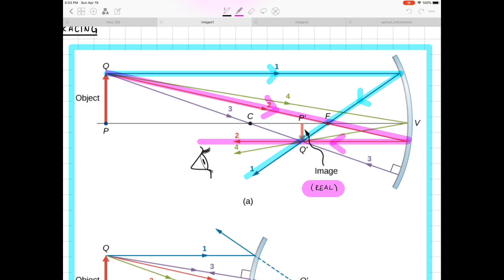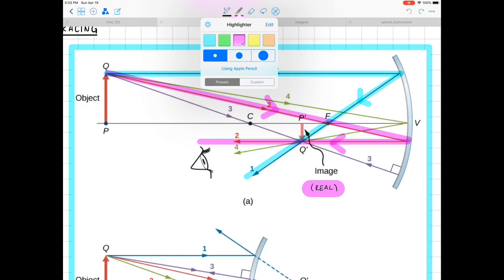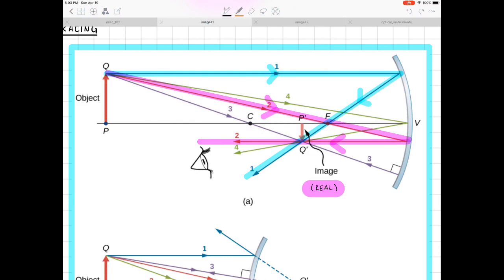But there are 2 other rays that you can draw. The other 2 rays would be, I'm going to run out of colors here. Ray number 3 is the ray that passes through the center of the sphere that your mirror is cut out from. When you pass through the center, after you hit the mirror, the ray just reflects back along the exact same line. And so that ray is just coming back along that line. Again, it still intersects the other two rays at the exact same spot.